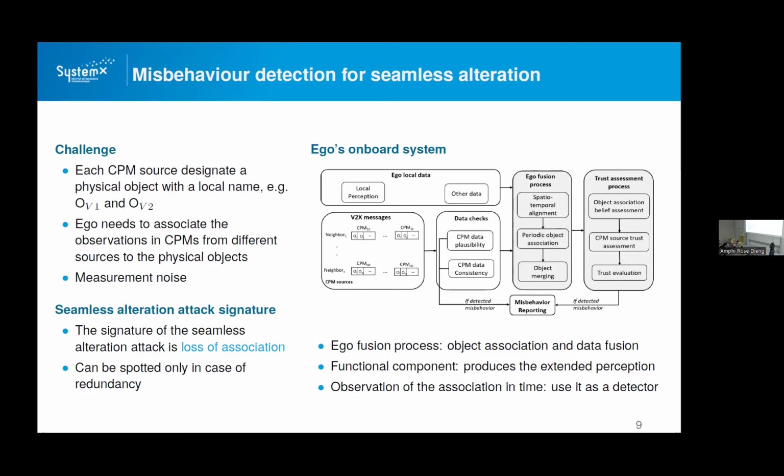Then what I'm interested in is the ego fusion process and the trust assessment process. The ego fusion process does what we just said. I look at the kinematics of the measurements that I have. I try to cluster them to understand which measurements point to the same physical object. And then, looking at this process in time, as soon as I see a clustering that is broken, I'm going to take the consequences. For example, diminish the trust in the sender that broke this cluster.